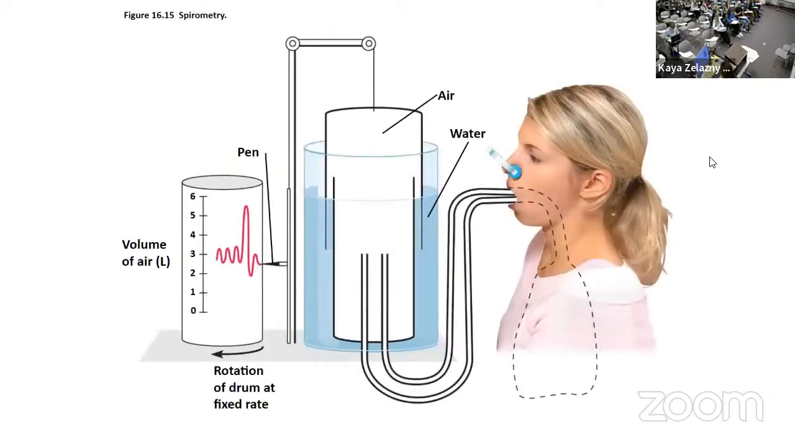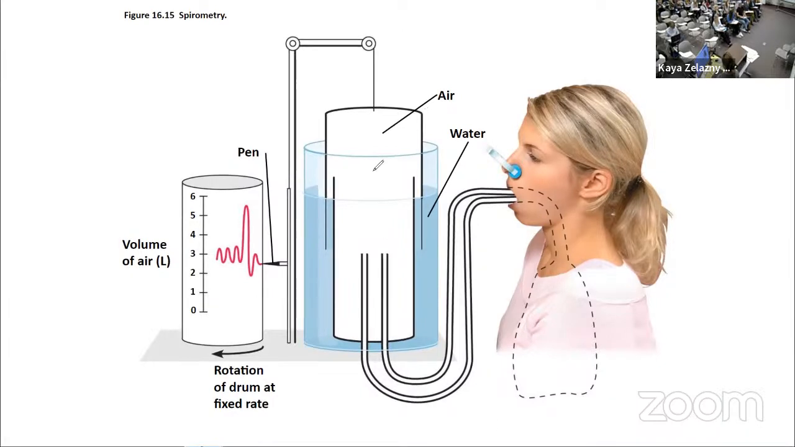So the old school way of measuring lung volumes is by having someone hook themselves up to this spirometer. That's a device that measures this lung volume. So we can see that they have a bell of air that they're breathing in and out through this tube system, through their mouth, not their nose.